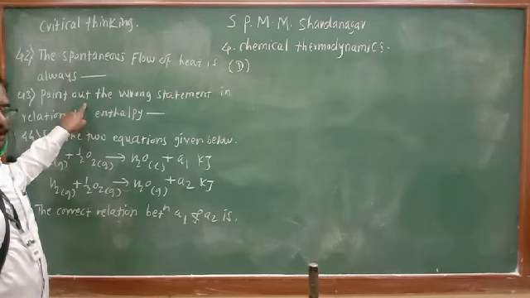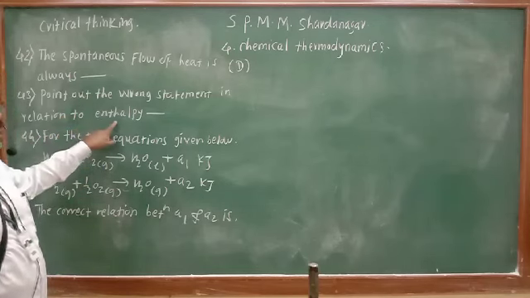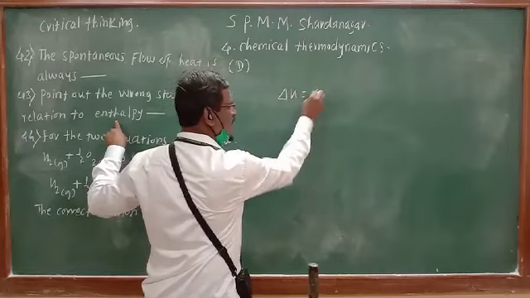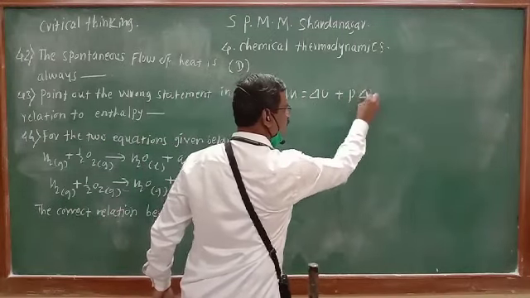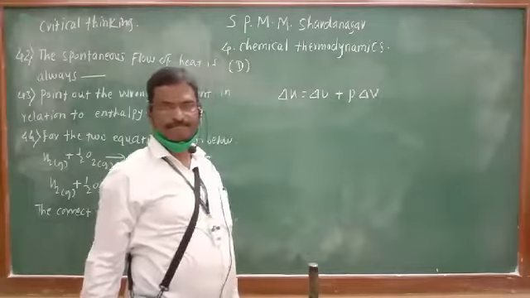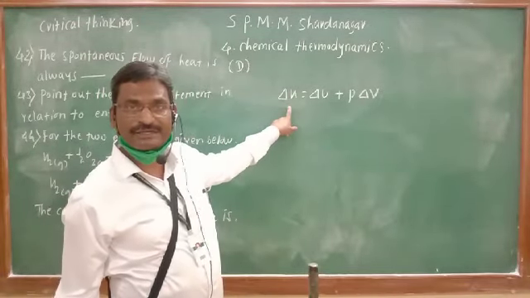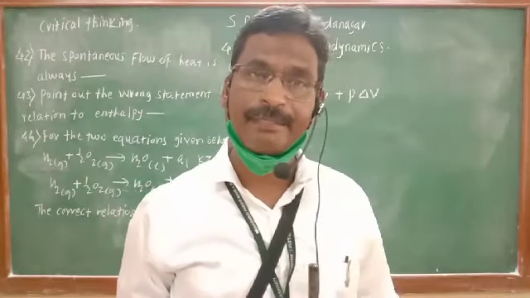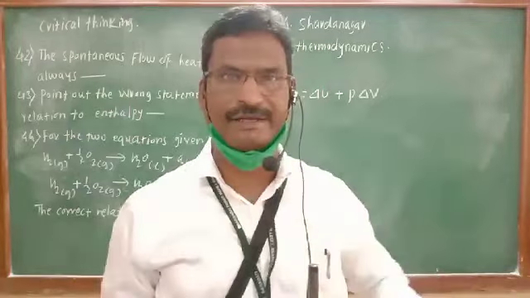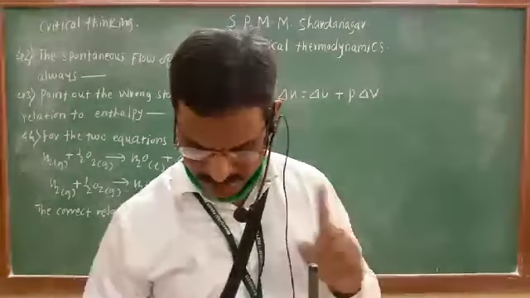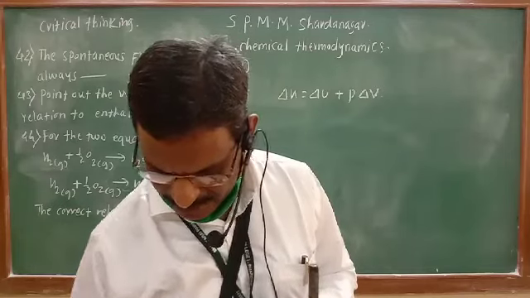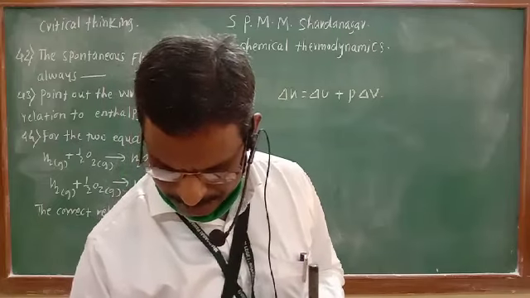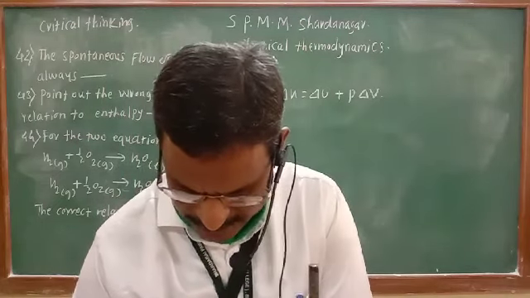Second, point out wrong statement in relation to enthalpy. See, the equation of enthalpy we have studied, delta H is equal to delta U plus P delta V. This is the relation, equation of enthalpy we have seen. Now see the four statements, and we have to identify wrong statement about enthalpy. Wrong. First one, decrease in pressure. See, point out the wrong statement from following in relation to enthalpy.